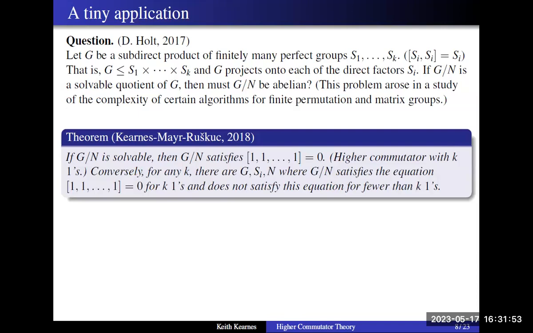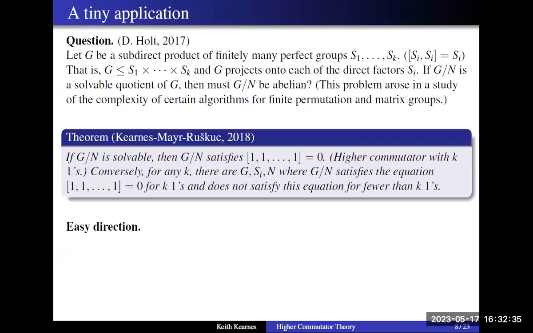for any k that you give me, there will exist an example with a G, with S_i's, with an N, satisfying all the conditions, where G mod N is solvable and satisfies this condition with k ones and does not satisfy the condition with fewer than k ones. So there are k factors, you're guaranteed a commutator condition with k ones, you are not guaranteed one with fewer than k ones. Okay, there's an example. All right, so a higher commutator is coming up in this example, and I'll explain why it's useful.